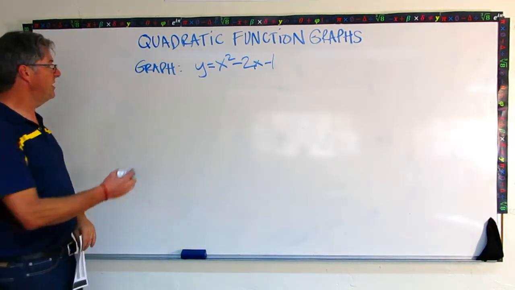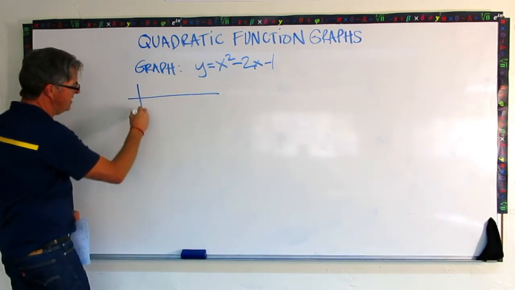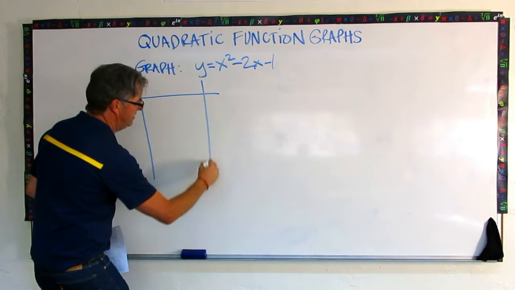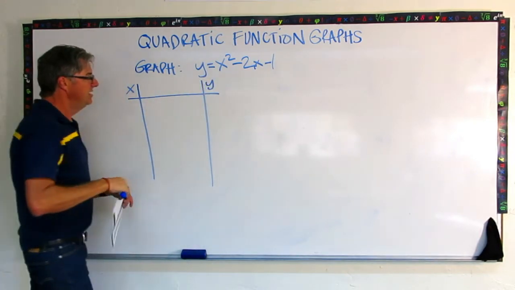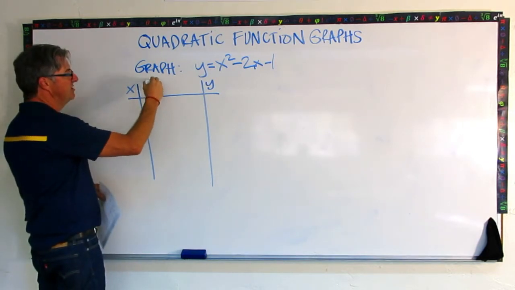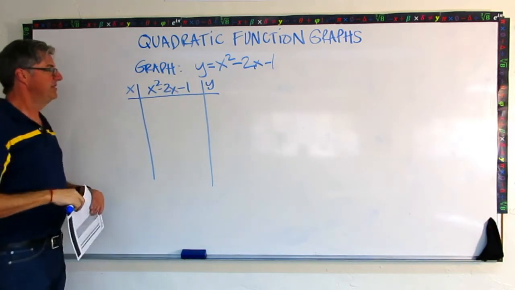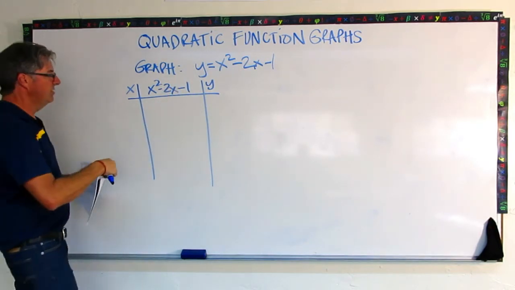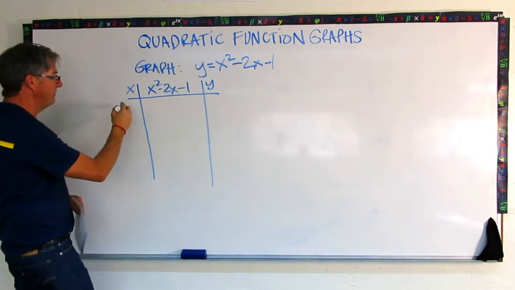So let's do our first step. We're going to make a t-chart. Now I'm going to make it a little bit expanded. You don't have to do this, but I find that sometimes it's really helpful to create the middle section where I can put my function, x squared minus 2x minus 1. That way, I'll have a plug-in step there so I can see more carefully what's happening with the function.